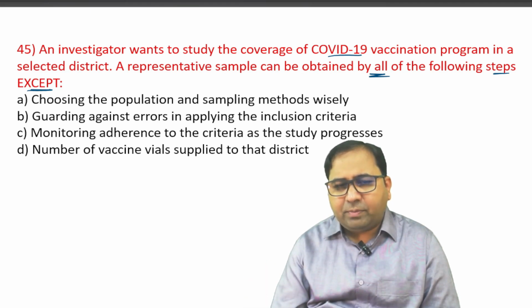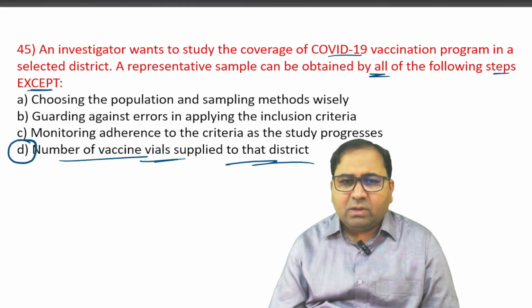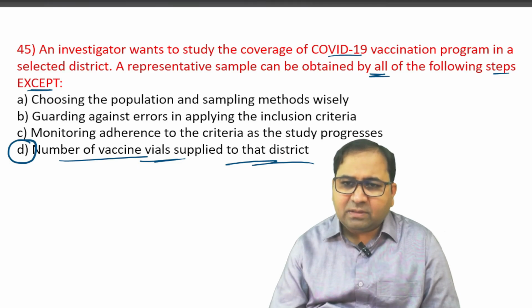It is clear from the options. There is nowhere consideration of the number of vaccine vials supplied to the district. Okay. So choosing the population and sample methods wisely is correct. Guarding against errors is correct. Monitoring the adherence to the criteria is correct. Okay. The number of vaccine vials is nowhere related.